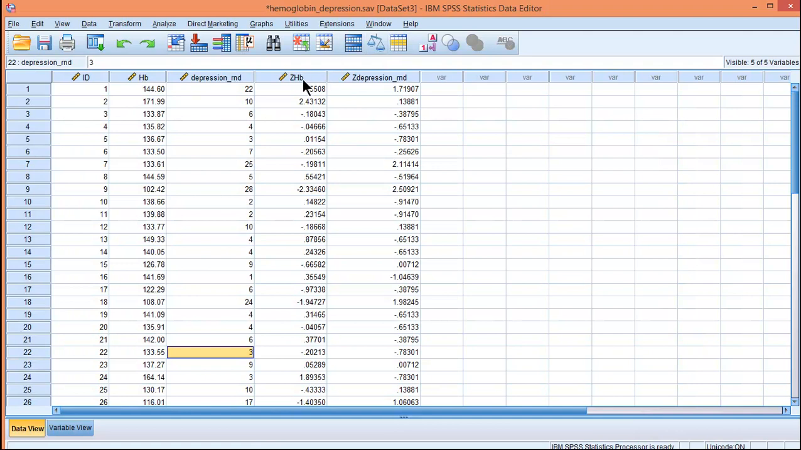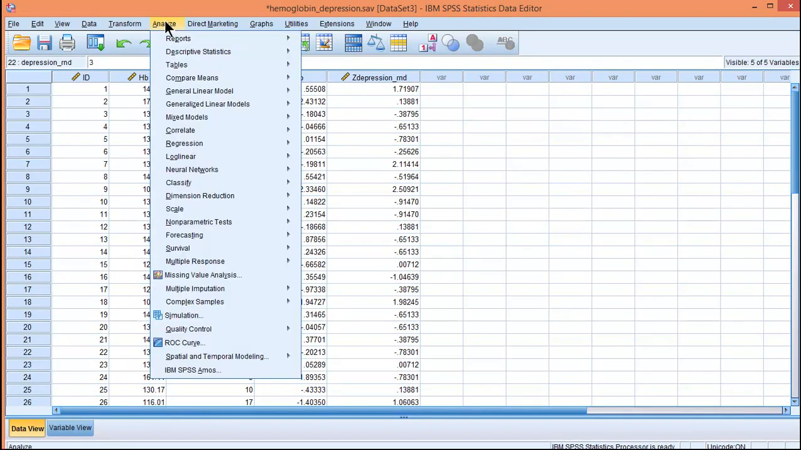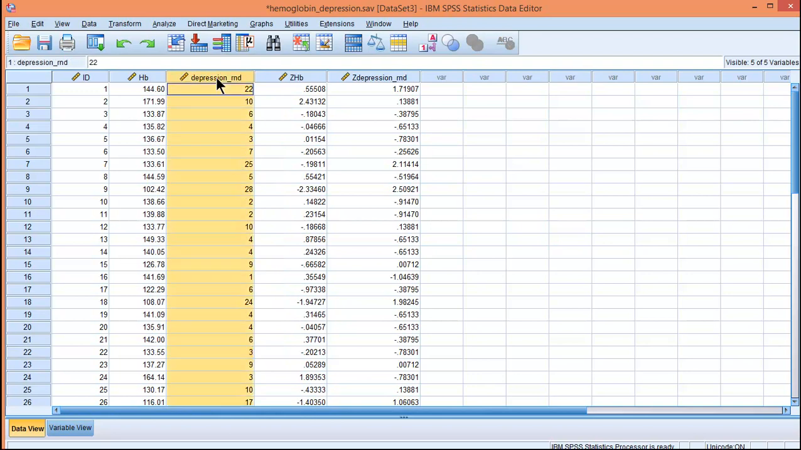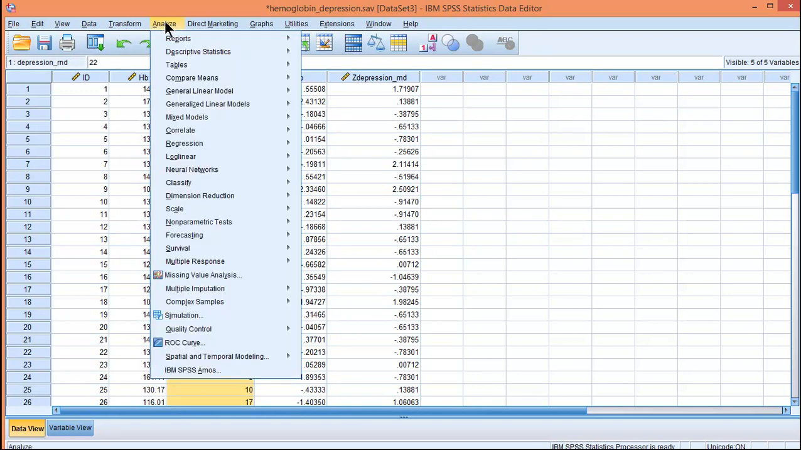And here I've got Z hemoglobin and Z depression. And now I can reanalyze these data looking at the standardized beta weight, because that's the main thing I want to look at, because this is really not that interpretable with the unstandardized beta weight. And I want to get the confidence intervals.